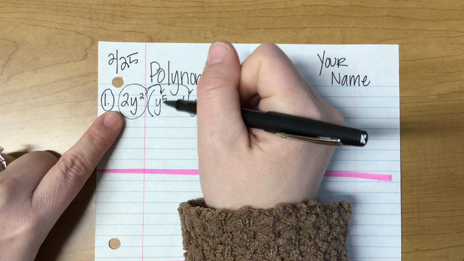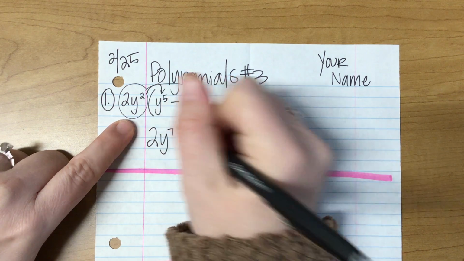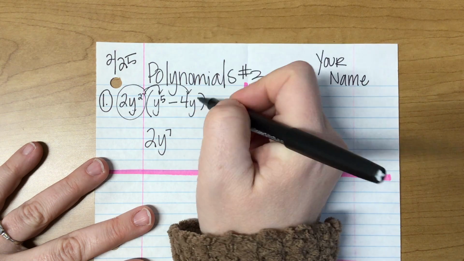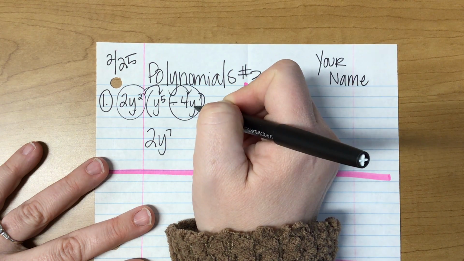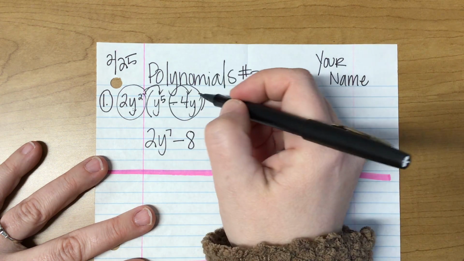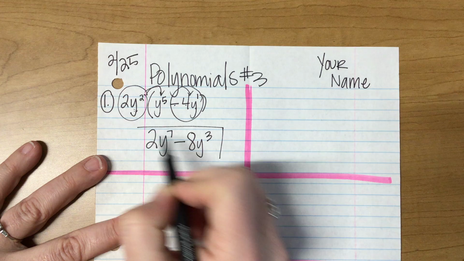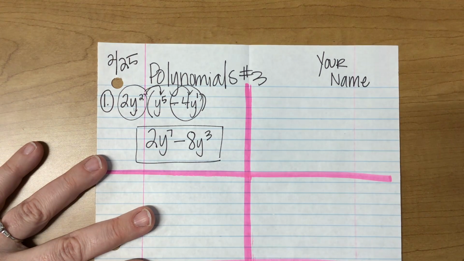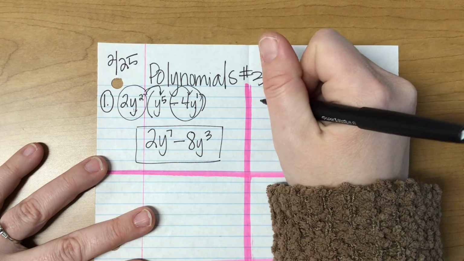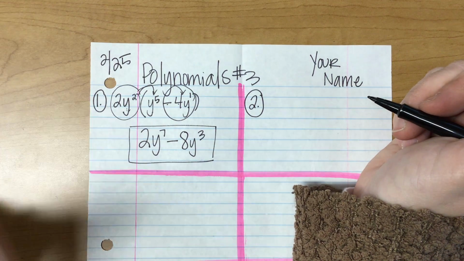2y squared times y to the 5th is 2y to the 7th, add your exponents. 2y squared times negative 4y. Well, 2 times negative 4 is negative 8. Y squared times y is y to the 3rd. And I'm done. I can't combine them. They're different variables. Finished. No, you do not need to identify the leading coefficient and the name, unless asked.